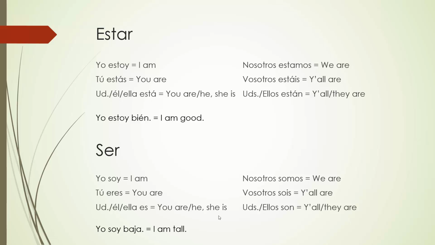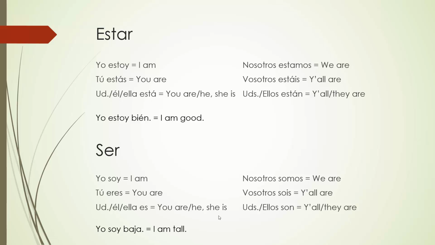We have said before that estar is generally for temporary things and ser is generally for permanent things. So yo estoy bien, I'm good now. If I get hit by a truck on the way home from work, I'm not going to be so good anymore, so that's temporary. Yo soy baja. Ser is used for permanent things. I'm short, 50 years old, I'm not growing anymore. Shortness is permanent in my life, so ser.